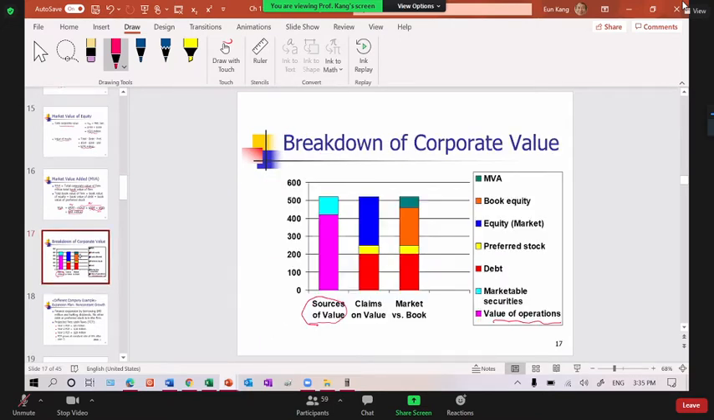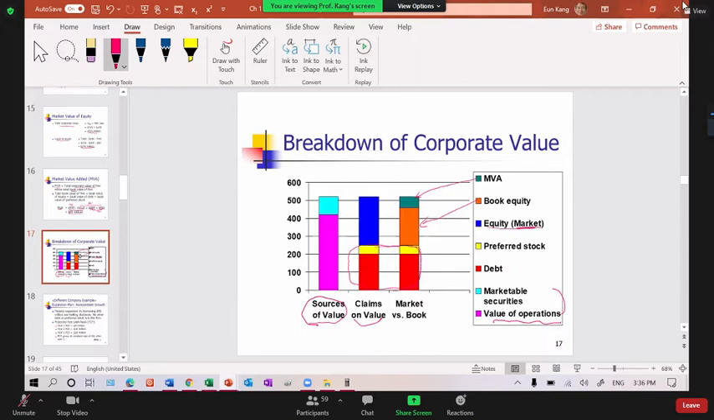And then what? So that is sources of value. We did value of operations plus marketable securities, non-operating assets, the source of value. Then claims on value: debt and preferred stock, and then this blue one is equity, market value. And look at this. These two are basically the same. We assume book value is market value. Then this orange one is book equity, but market equity is blue. So market equity minus book equity is market value added, this one. This is exactly the same thing, using colors to show you what happened. So sources of value and claims on value and market versus book.